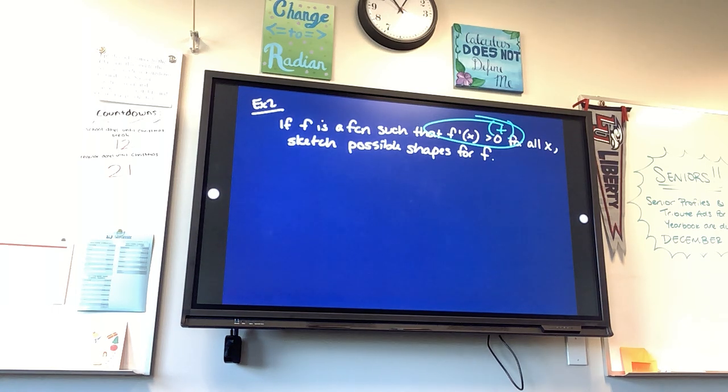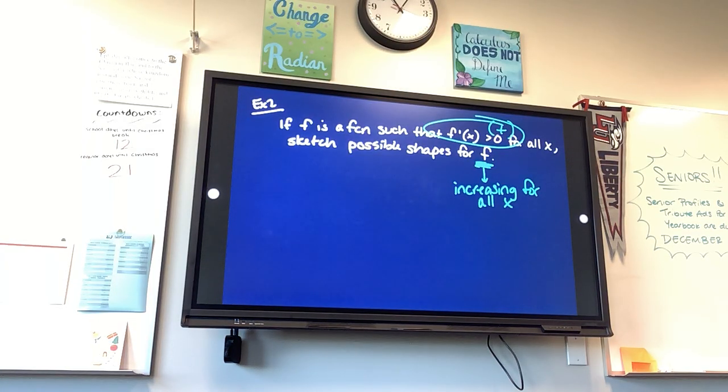Because of that, and it says that it's positive for all of the X's, what does that mean F is doing everywhere? Increasing. Thank you. So F is increasing for all X, meaning everywhere, for the entire domain. So now we're taking it a step further and actually drawing a picture of what that looks like.